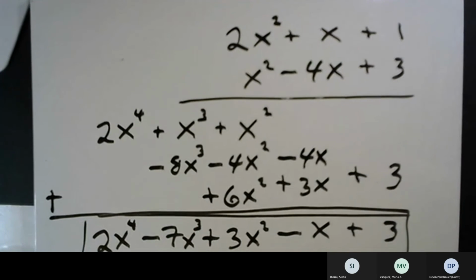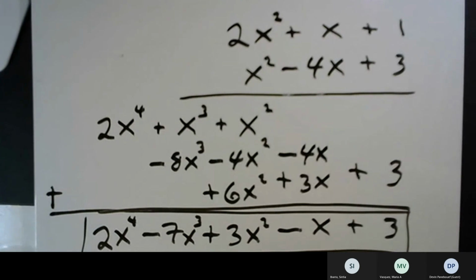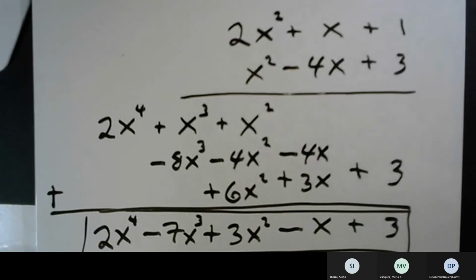So that's the column method. So either method is going to work. Either one will work. So questions about that?